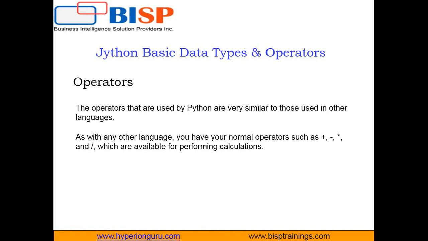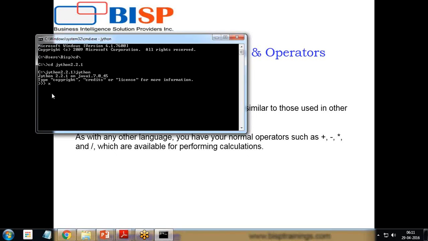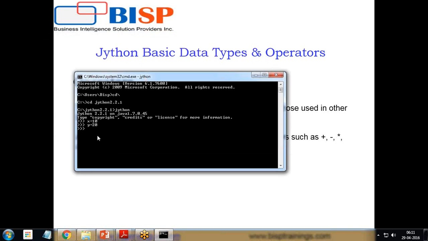Apart from this, we have other operators as well. For example, I create one variable x is equal to 10 and y is equal to 20. If I want to find out whether x is the same as y or not, without using any if and else statement, we can directly use one operator available in Jython, that is x is not y. And you see I got the output as 1.